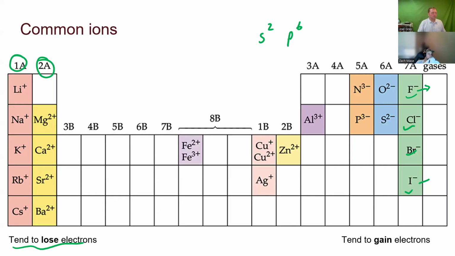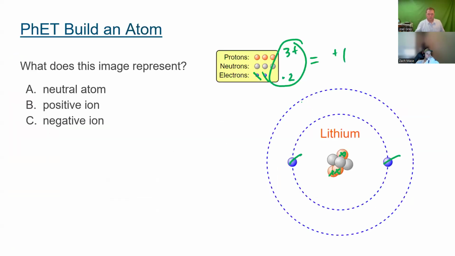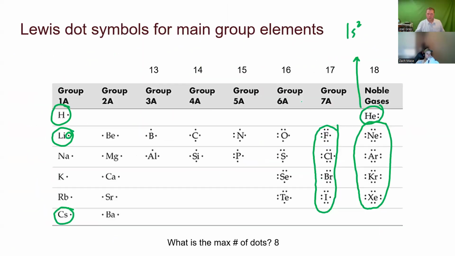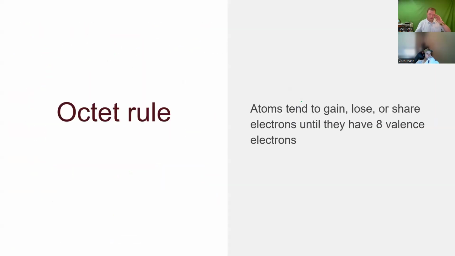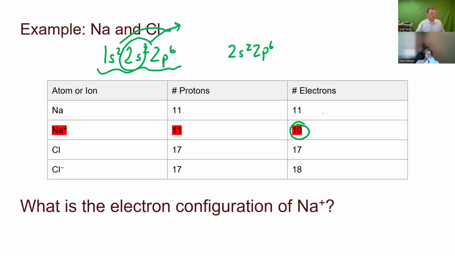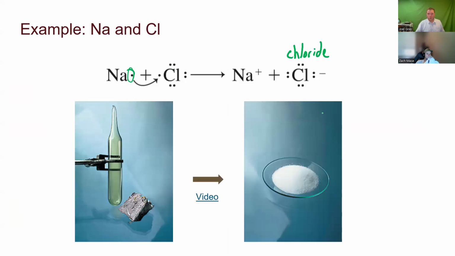Now, with that in mind, what we will commonly see is oxygen and sulfur gaining 2 electrons. Something like nitrogen, let's go back to our definition of the octet rule. The octet rule says that atoms tend to gain, lose, or share electrons until they have 8 valence electrons. So there are some things like when we talked about sodium and chlorine. Well, chlorine gained an electron.